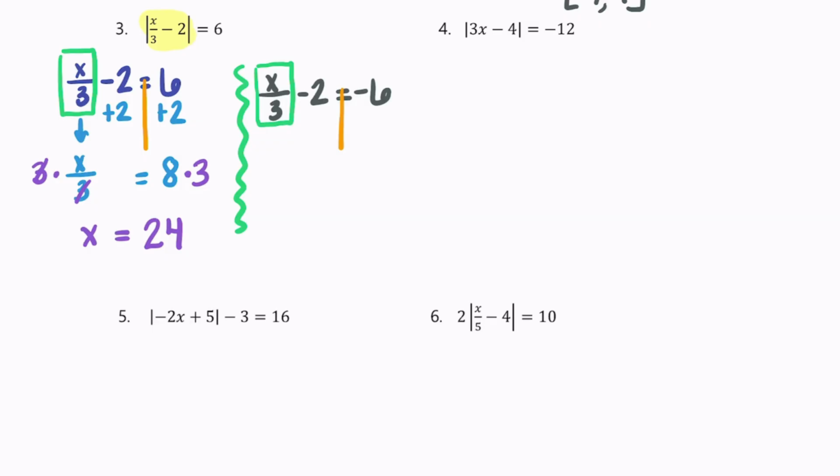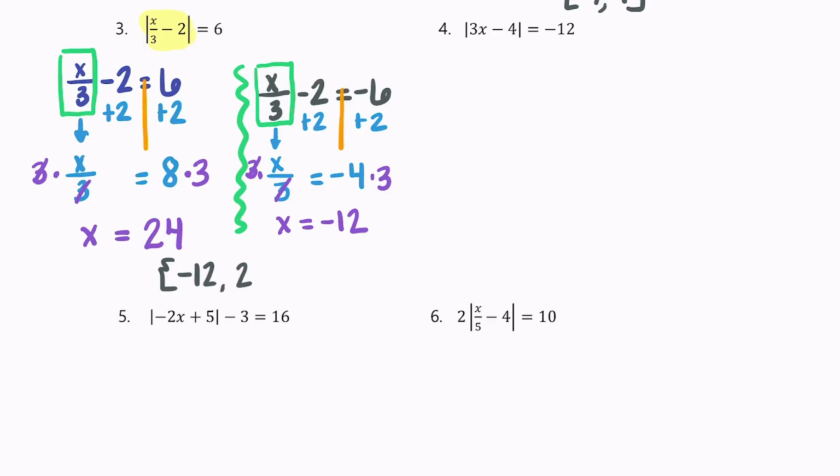Same process is going to take place in our second equation. We're going to add 2 on both sides first, and we're going to bring down that x divided by 3. -6 plus 2 is -4. And now we need to get rid of that division by 3, so we're going to multiply both sides by 3, crossing that out on the left. -4 times 3 will give us -12. So our solution set here is -12 and +24.